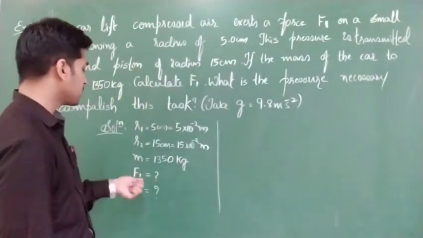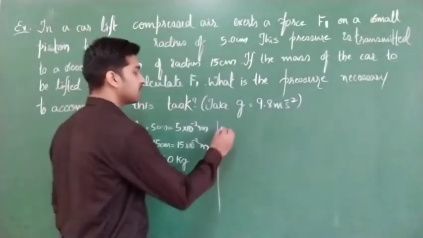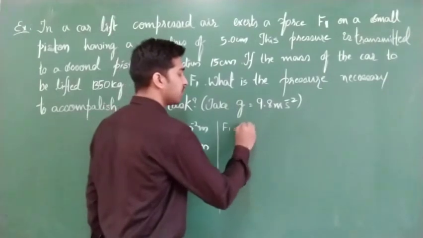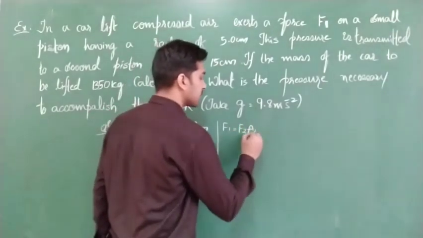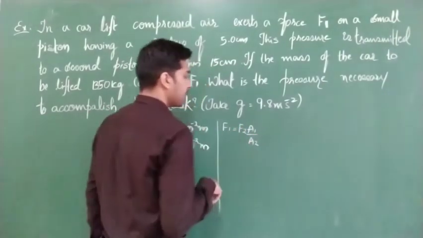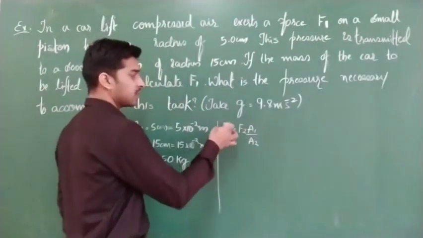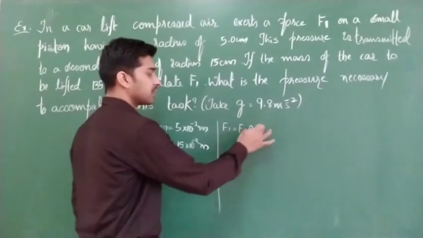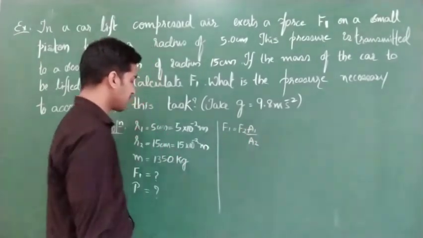Now let us go for the solution. F1 they are asking, directly write the formula. F1 by F2 is equal to A1 by A2. So F1 is equal to F2 into bracket A1 by A2. Clear? Make the habit of writing it directly. Don't write two steps. F1 by F2 is equal to A1 by A2. Next again F1 is equal to F2 into A1 by A2. Directly you can write. Okay?